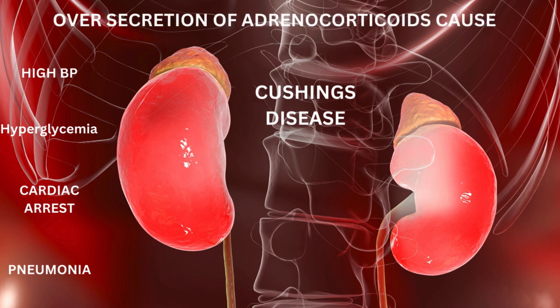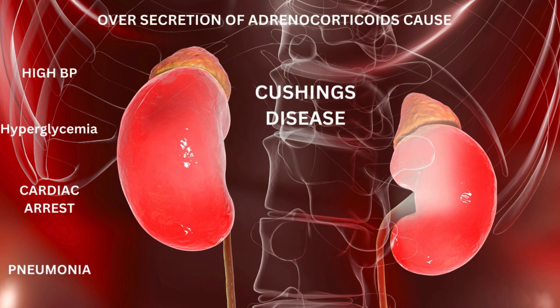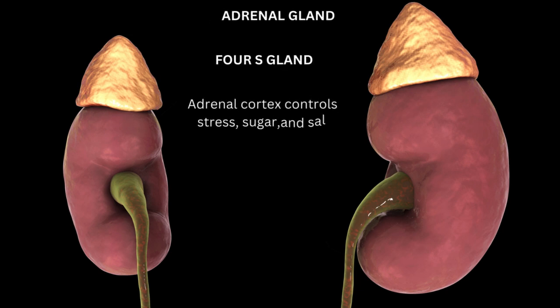And oversecretion of adrenal corticoids produces Cushing's disease. This has high BP, hyperglycemic conditions, cardiac arrest and pneumonia. These are all the symptoms of Cushing's disease. This is due to the oversecretion of adrenocorticoids.